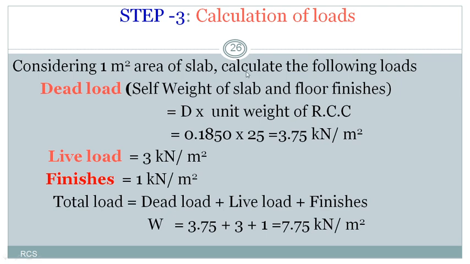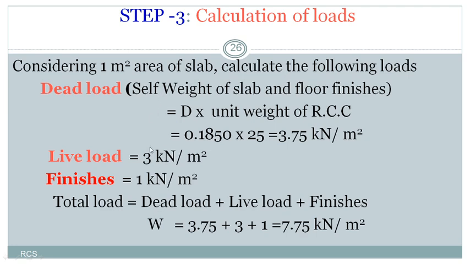Now calculate the loads considering 1 square meter area, as our loads are given per square meter. The self weight of the slab is D times the unit weight of RCC. What is this overall depth? Sorry, this is 150, not 108. Please correct it. So 0.150 multiplied by 25 gives 3.75 kN per square meter, live load equal to 3 kN per square meter, and finishes are 1 kN per square meter.